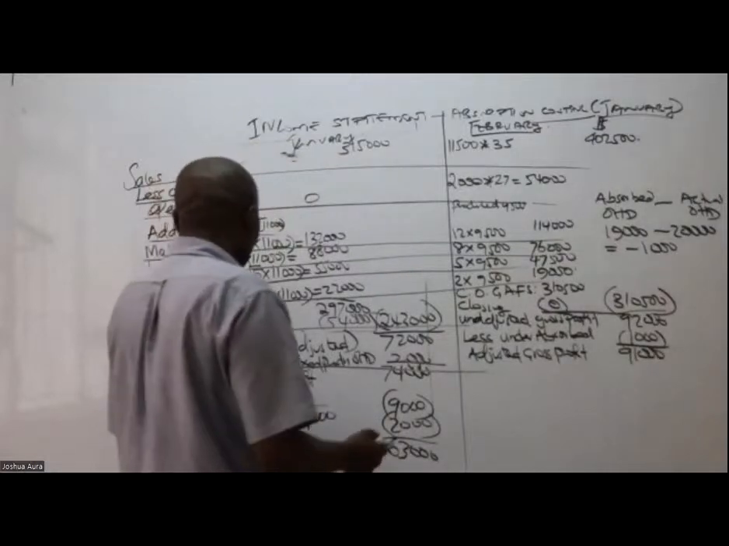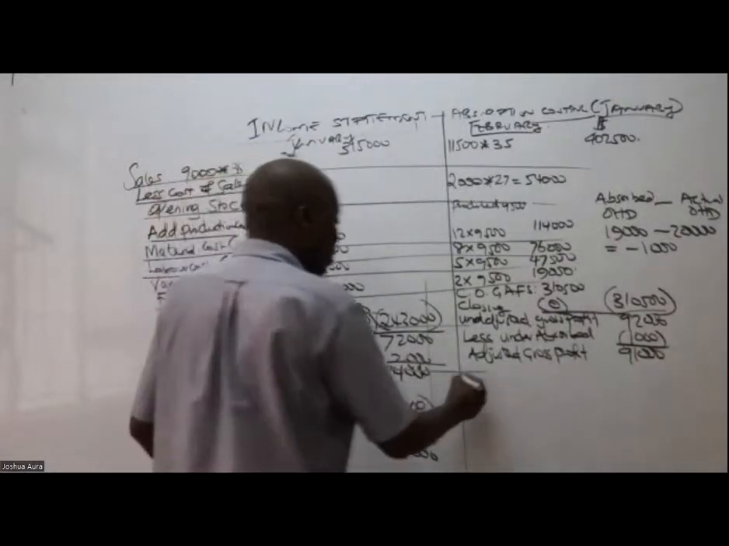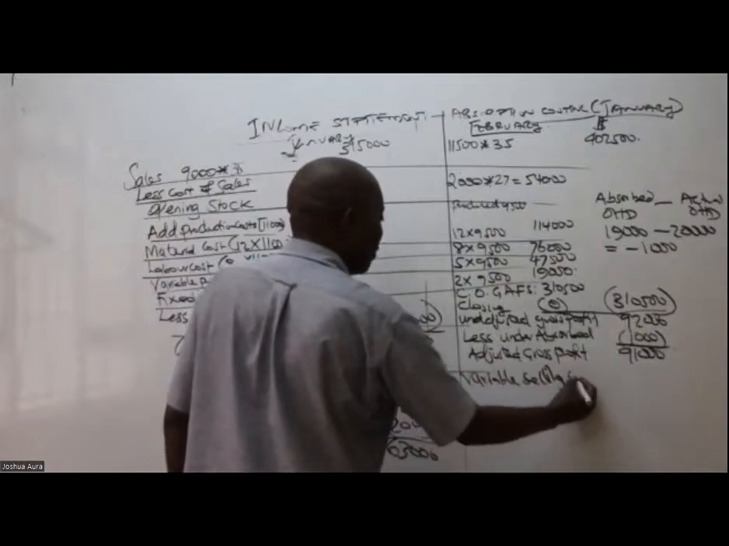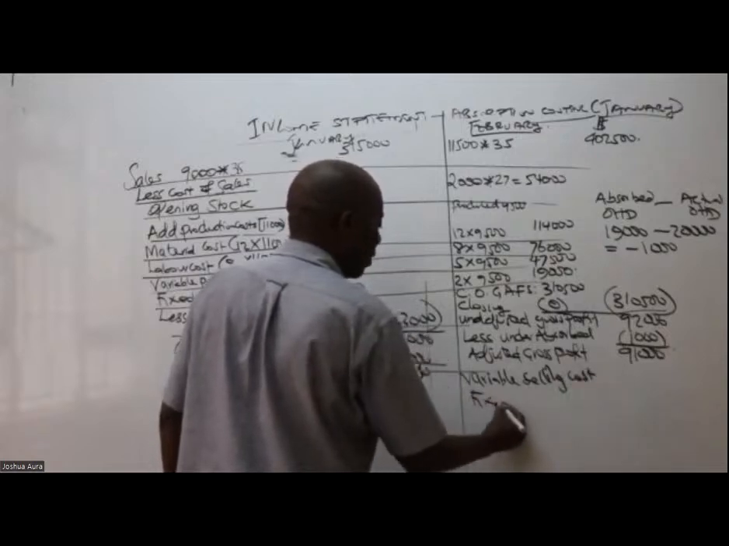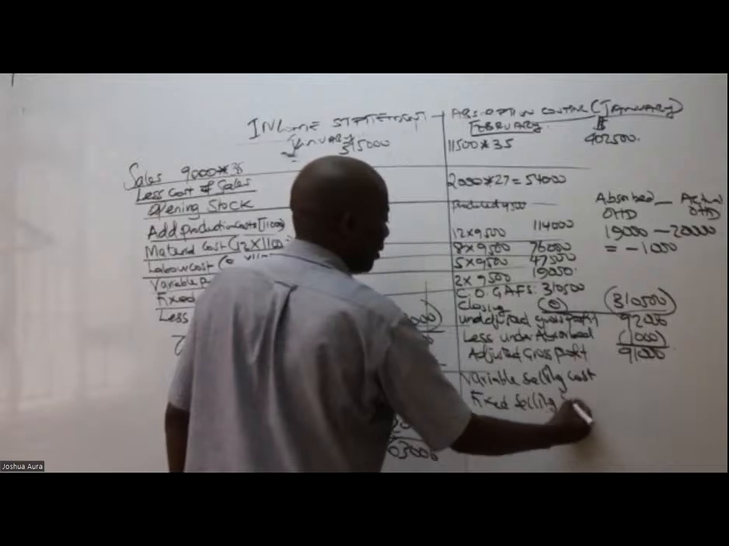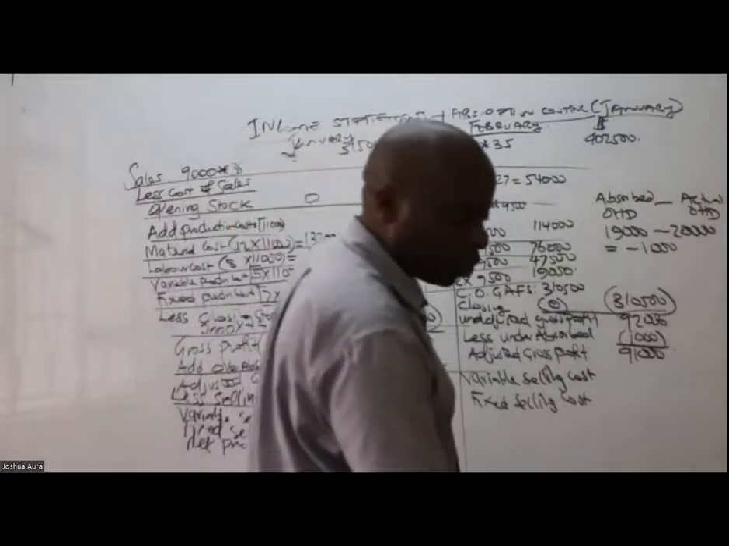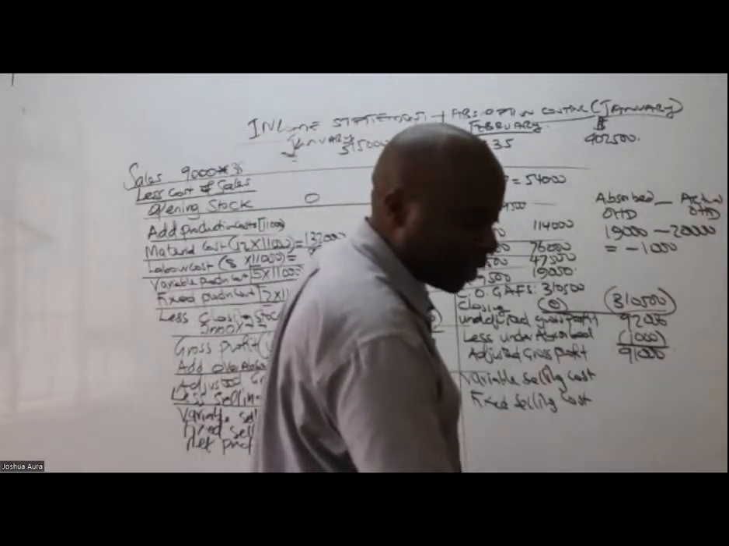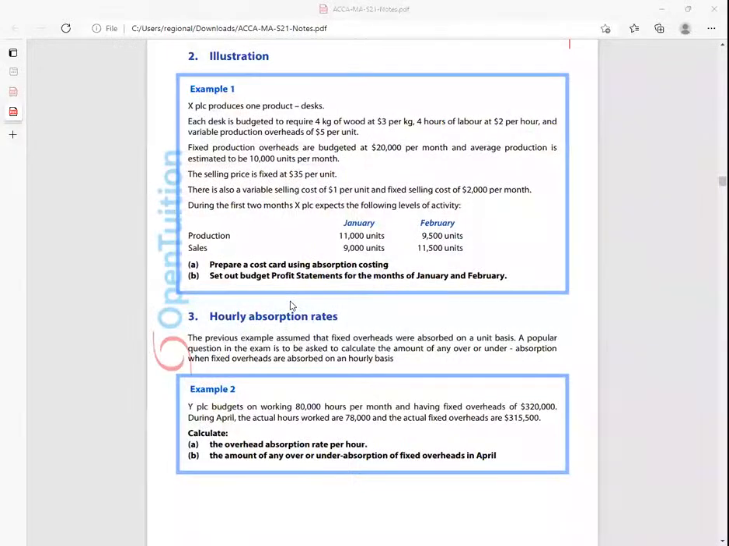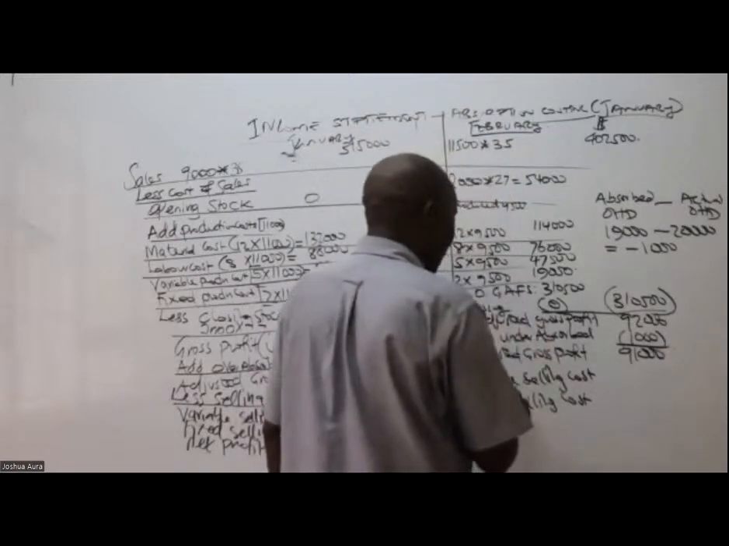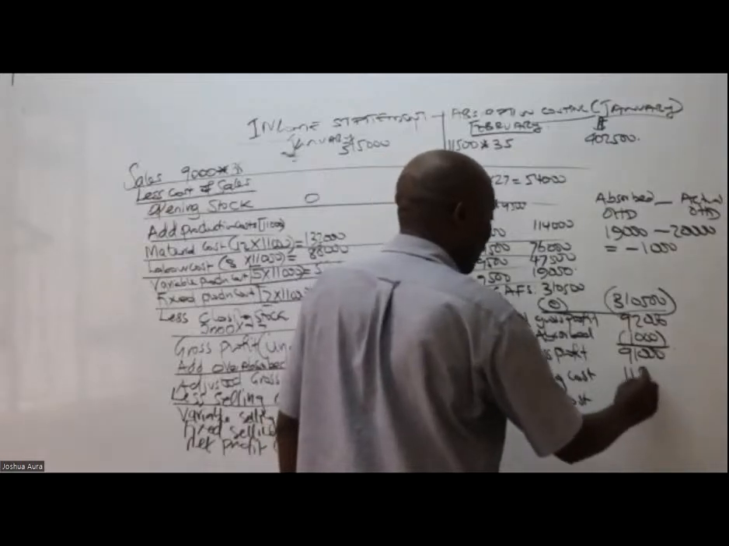So after we get this, straight away now we go to the selling costs, of which we have the variable selling cost versus the fixed selling cost. So the variable selling cost, what do we have here? For variable selling cost, I know it's 1 per unit. So times the number of units that we sold, which were 11,500. So 1 times 11,500, which will end up giving us 11,500.